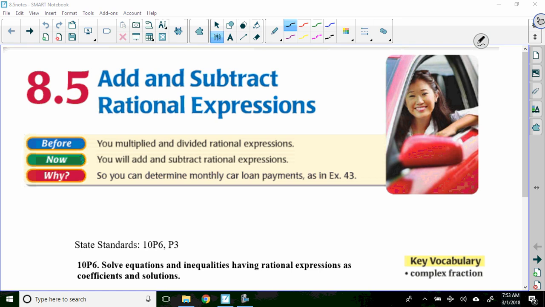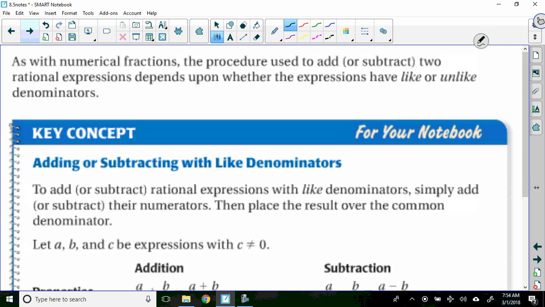You can see the key vocabulary: complex fraction. Remember, that's a fraction where there's fractions in the numerator and denominator. Those are going to be something like 1 over x plus 5 over 3 plus 6 over x minus 2. Those are the kind of things that we're going to be dealing with before the dust has settled. So let's just get right to it.